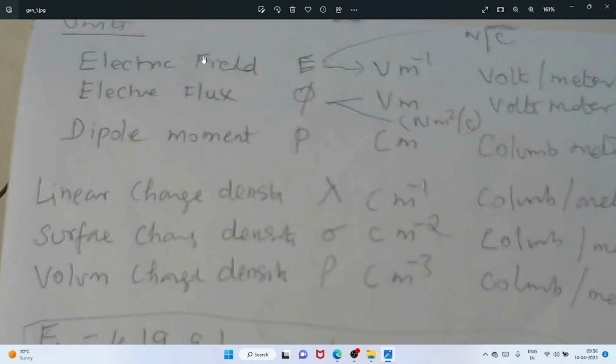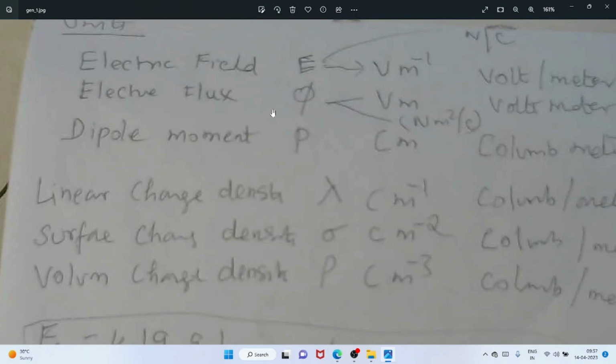Electric field: volt per meter or Newton per coulomb. These units you should not memorize just like that. You have to see what electric field means. Electric field means force per unit charge. So if you say force per unit charge, force is Newton and unit charge is Coulomb. So Newton per Coulomb or volt per meter. Like that you have to remember. You have to remember the definition of electric field, dipole moment, all those things.